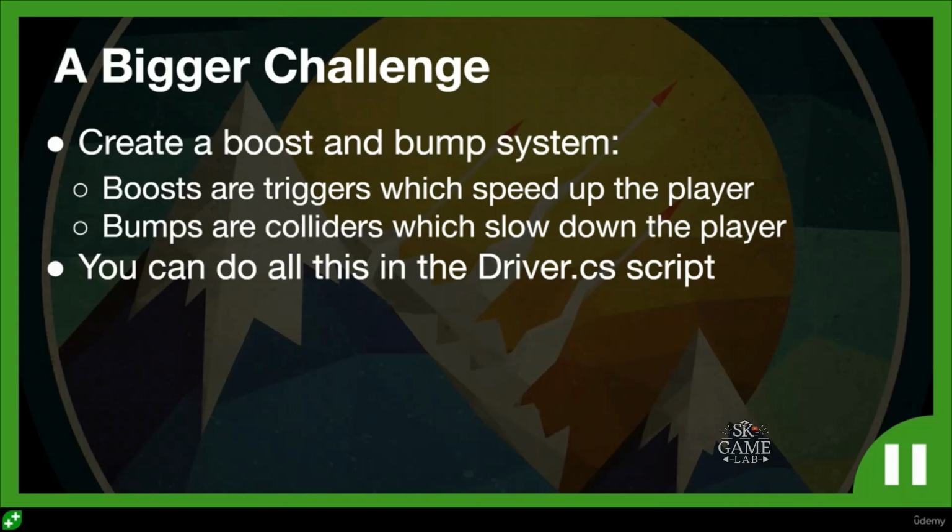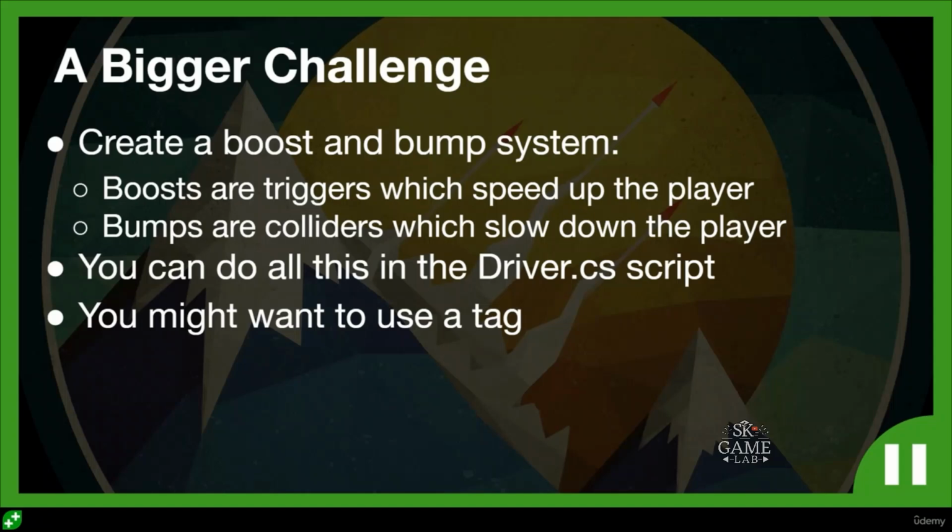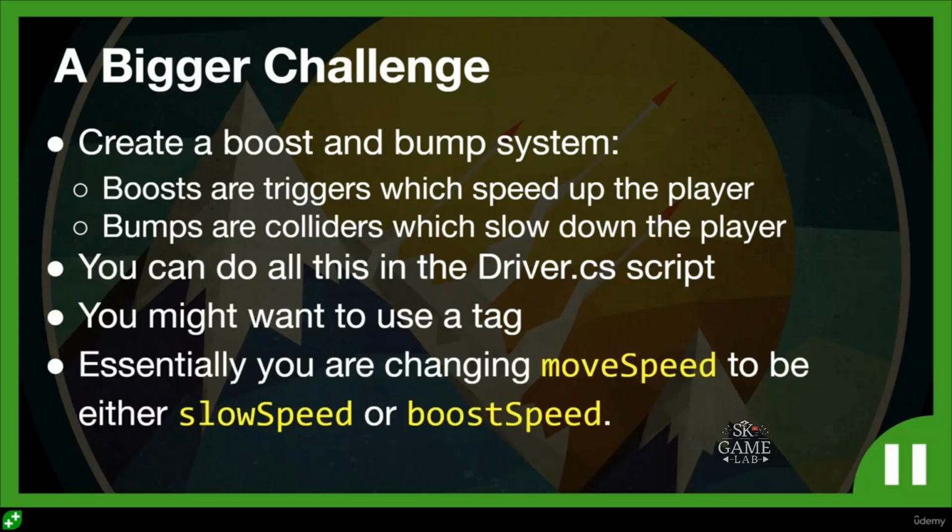So there's other ways you could do this in the future, but for now, we're just going to do it all in driver. You might want to use a tag. And the other little hint I'll give you here is remember our on event. So on trigger enter, for example, we might want to be playing around with those sorts of things. And essentially what we're doing is changing move speed to be either slow speed or boost speed depending upon whether we trigger something or we bump into something. We want to be changing what the value of move speed is.